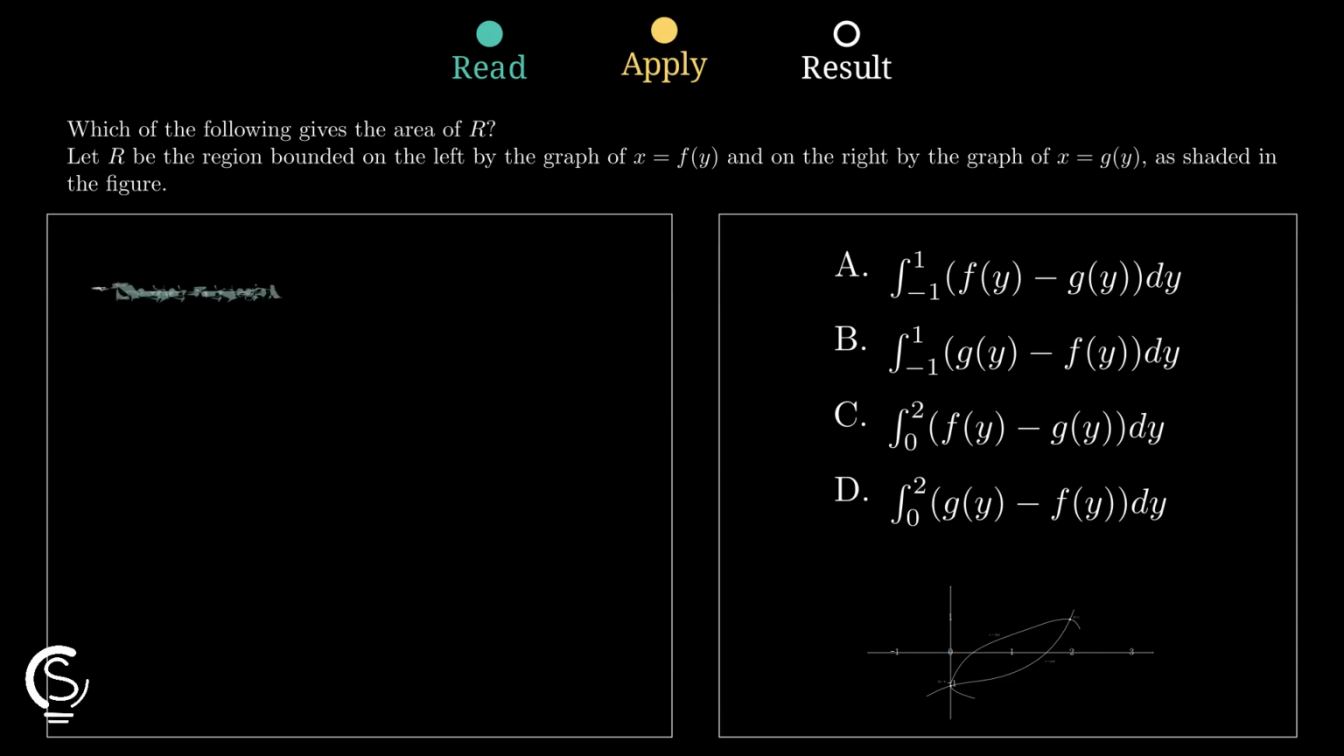Next, we determine which function is on the right and which is on the left. The graph shows that g of y is on the right and f of y is left.